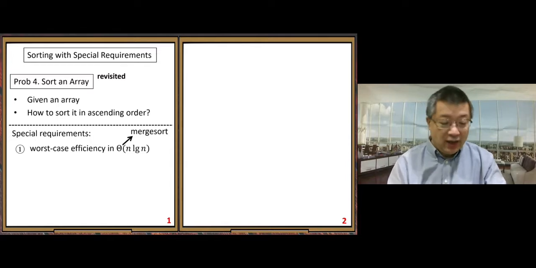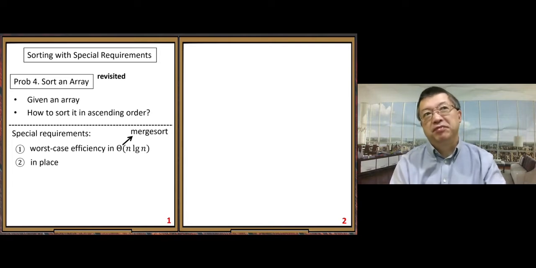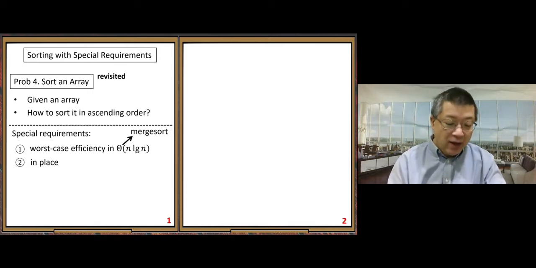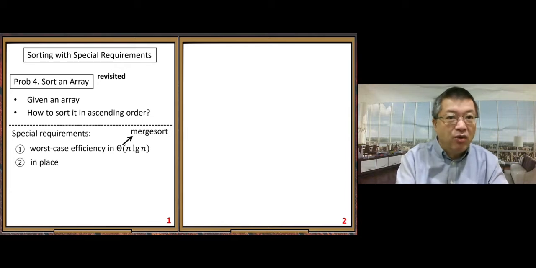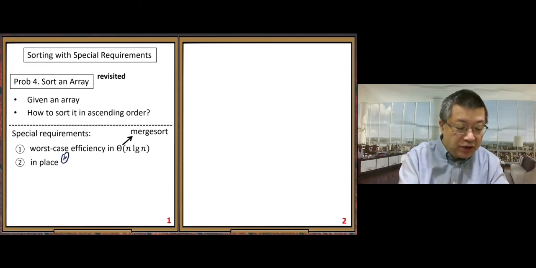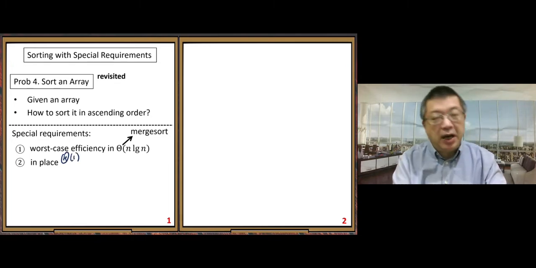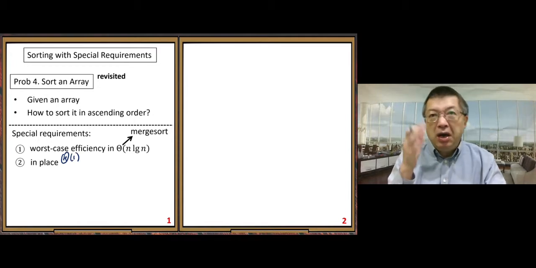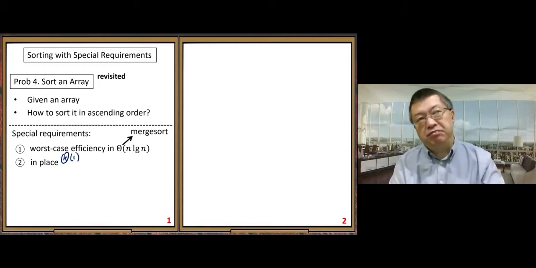So let's look at our second requirement, in place. You know the meaning of in place, right? The extra storage space used is big theta of 1. For the in place requirement, you can see merge sort is not in this category. With merge sort, we need to use a lot of extra space.